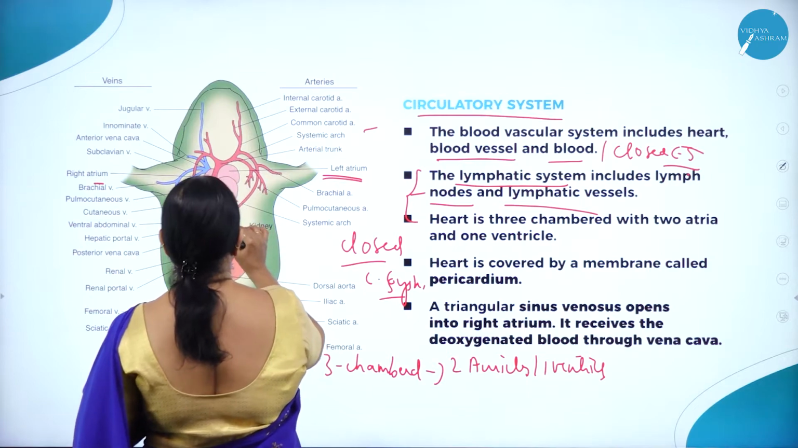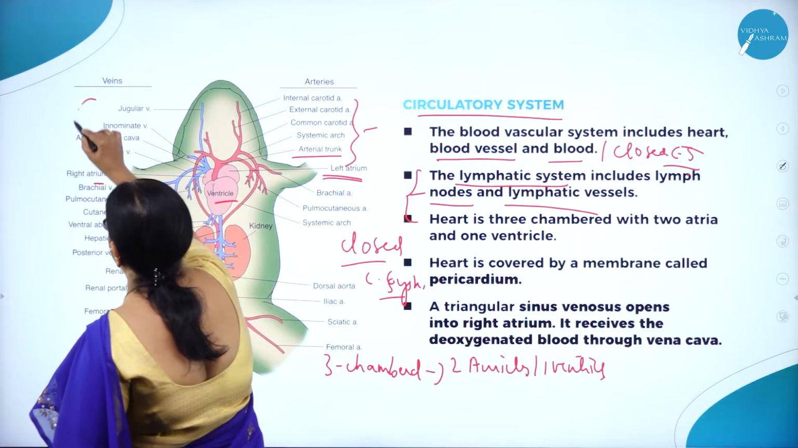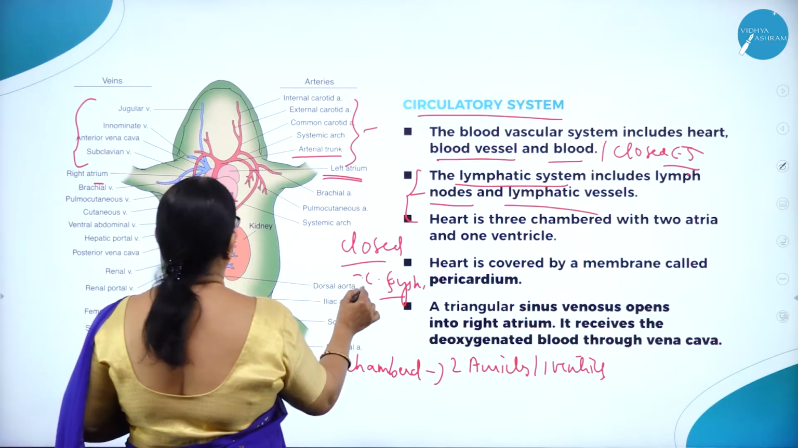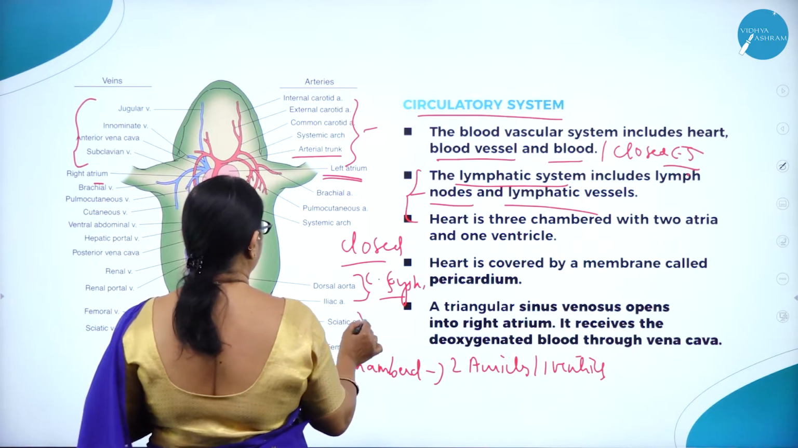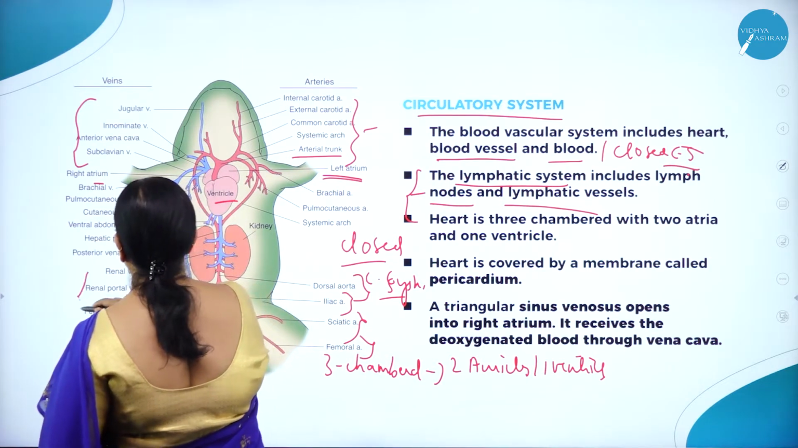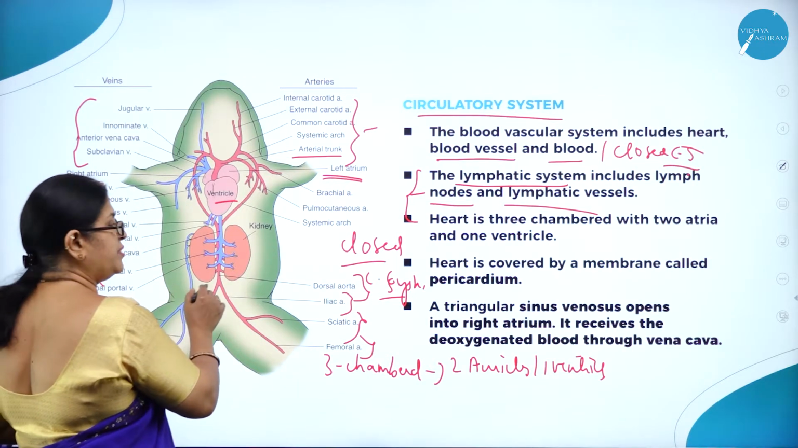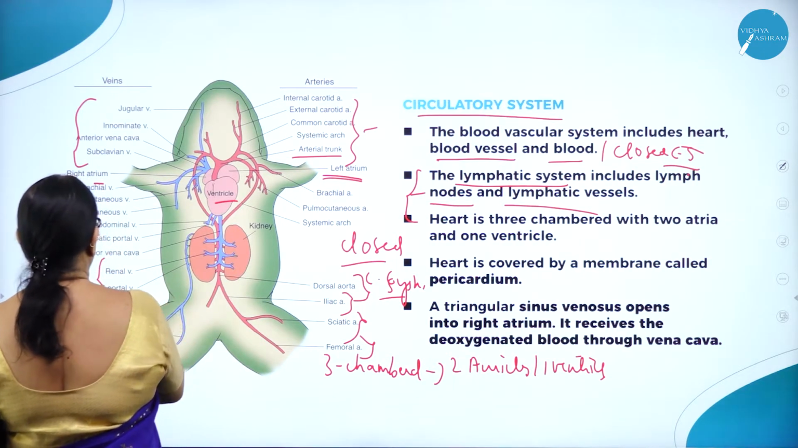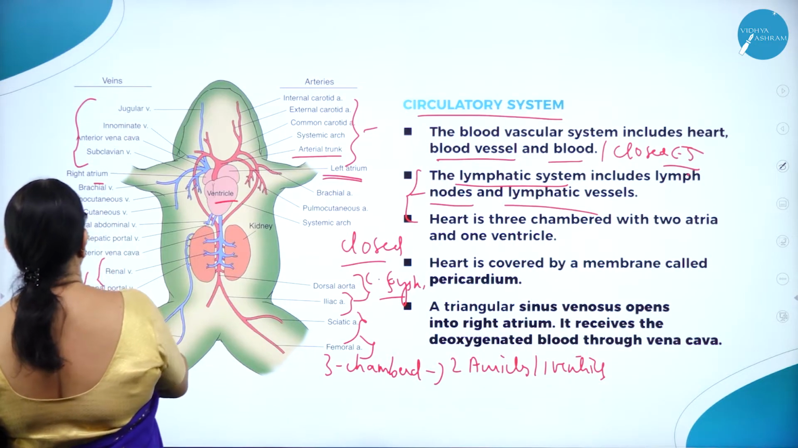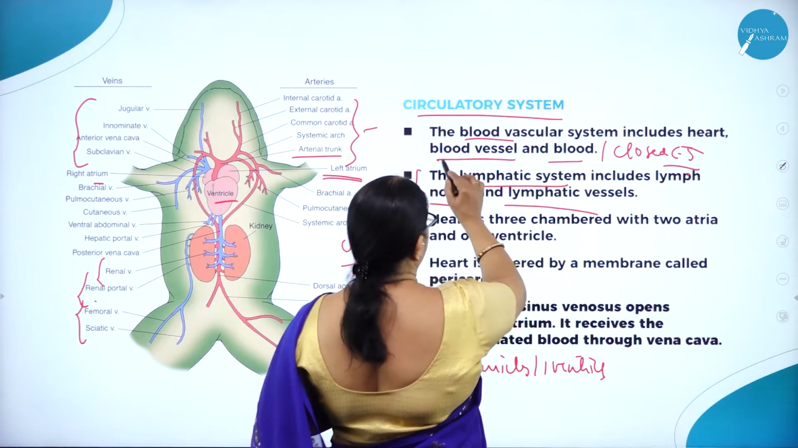Then here you can see the arterial trunk and arteries. These are the arteries and these are the veins: dorsal aorta, sciatic artery, iliac artery, femoral artery, renal portal vein, renal vein. Renal means what? That which carries impure blood from the kidney. So, the renal vein.